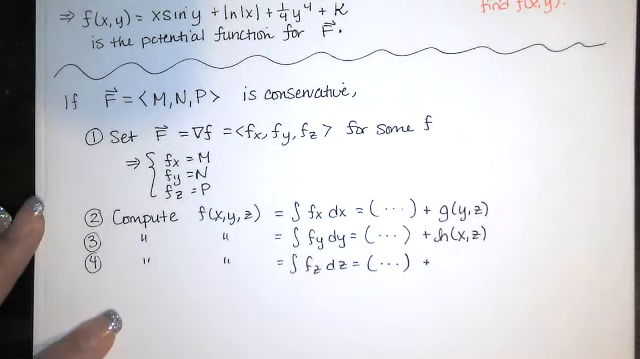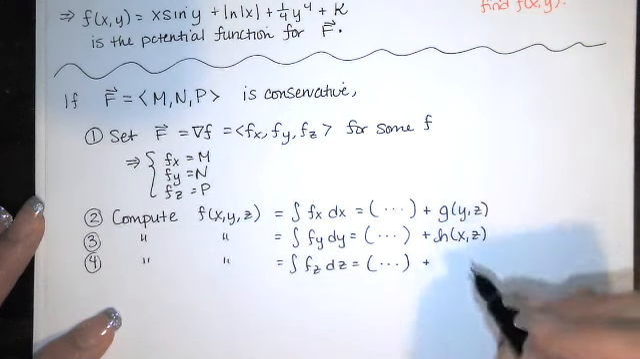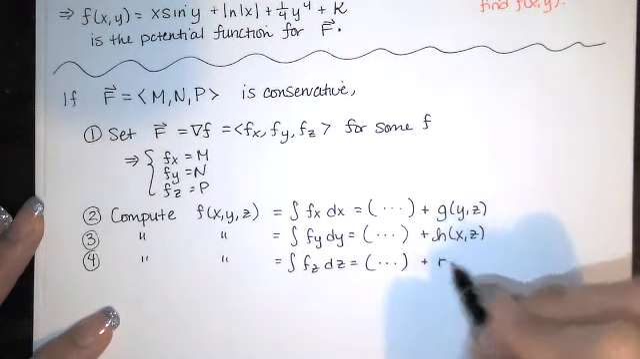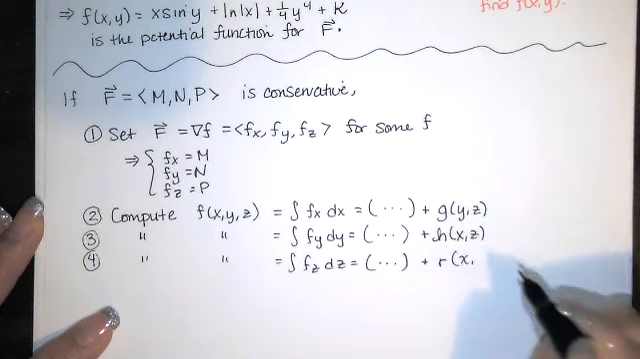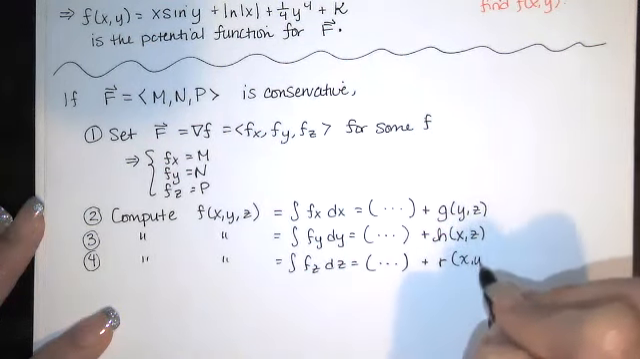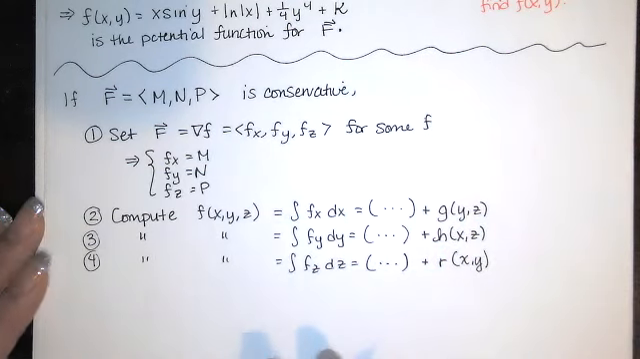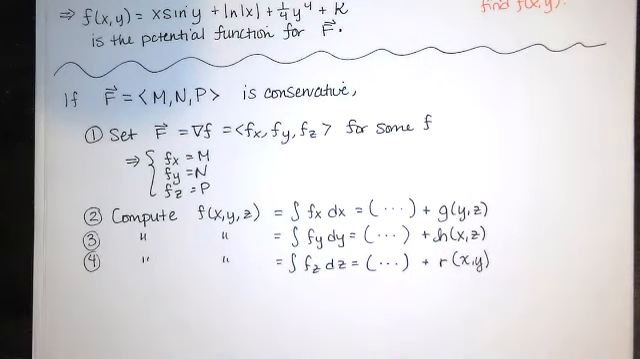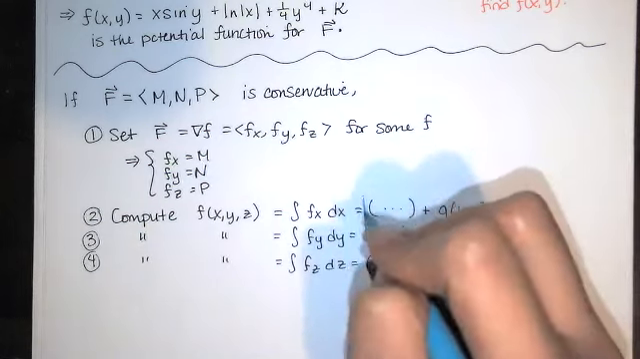I don't even know what letter to use. Should I use R? I know we use R for something else, but I'm just running out of letters here. The constant of integration can't depend on z, but it might depend on x or y. So you'll have all of this, and all three of these will be equal to f of x, y, and z.